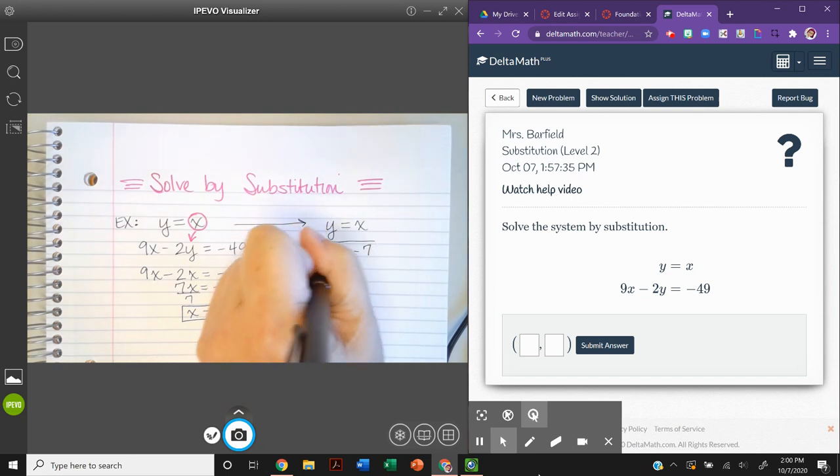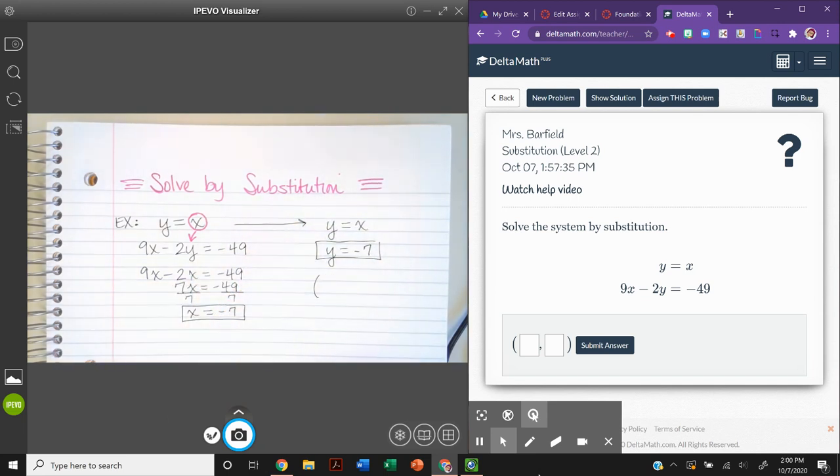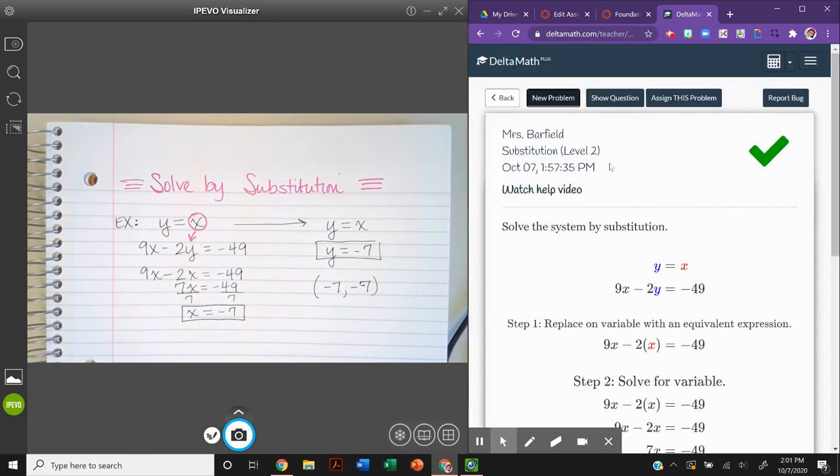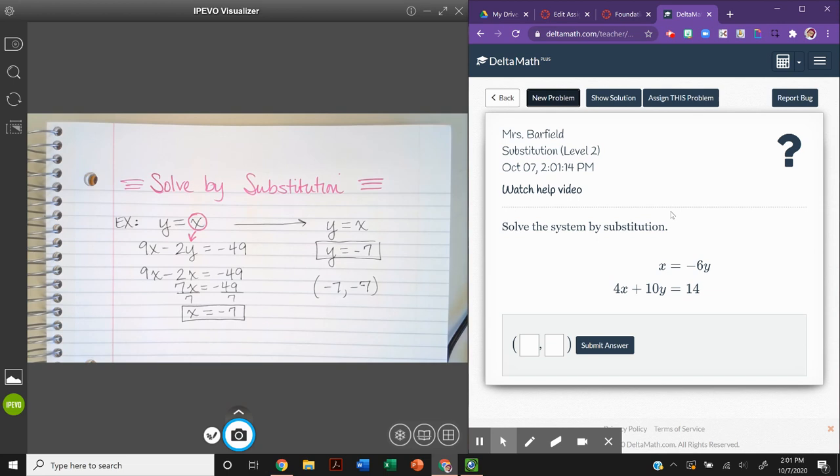So now my point, remember it's x comma y, negative 7 comma negative 7. So then I go here into Delta Math, negative 7 comma negative 7, submit my answer. Yes, and I got my green check. All right, let's do another problem.